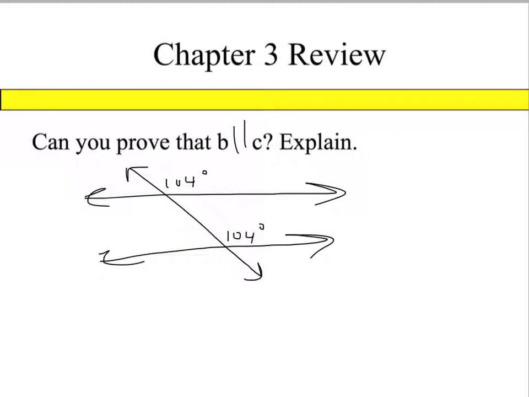All right, so now it asks us, can we prove that B is parallel to C? Oops, I need to label B and C. So looking at those lines, is B parallel to C? I want you to be able to identify that and explain why. Remember, there's our parallel symbols. So explain why B and C can or cannot be proven parallel. Give it a shot.